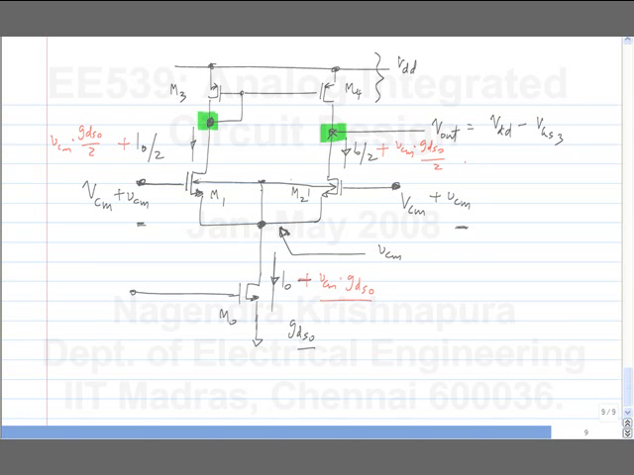Now in the quiescent condition, this node was at VDD minus VGS3, whatever the value of VGS3 is. Now the current has increased by VCM times GDS0 by 2. So what is the increment in the voltage? That is the incremental current divided by the incremental conductance at this node, and it's in the opposite direction, VCM GDS0 by 2 times GM3. Is it okay or no?